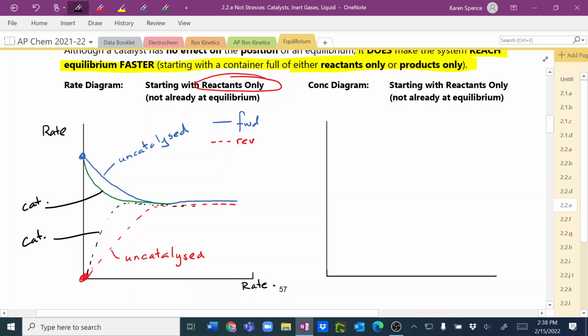I don't think you're ever going to have to draw this graph. I think that is highly unlikely, but does it kind of make sense to you that you just get there quicker? Okay.